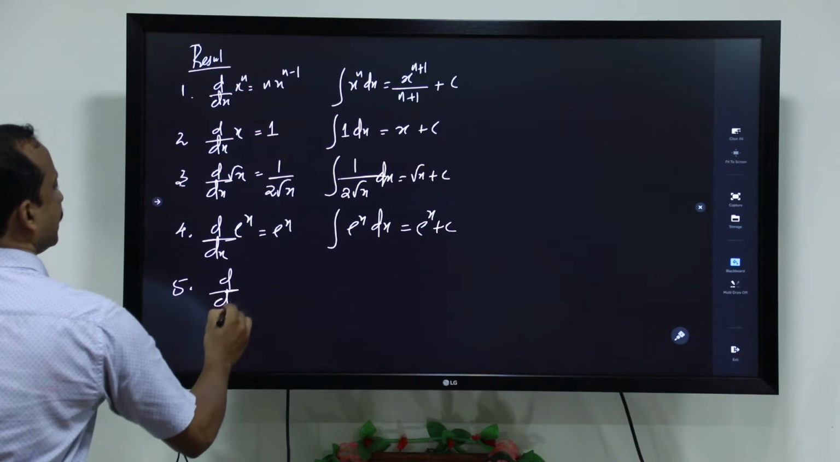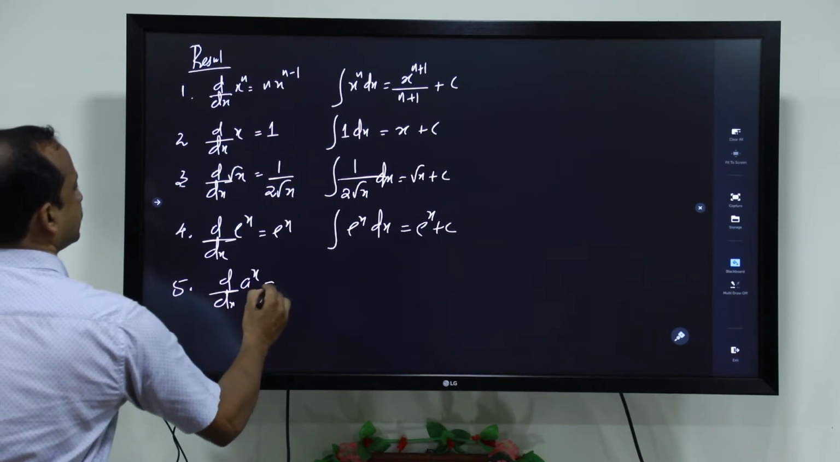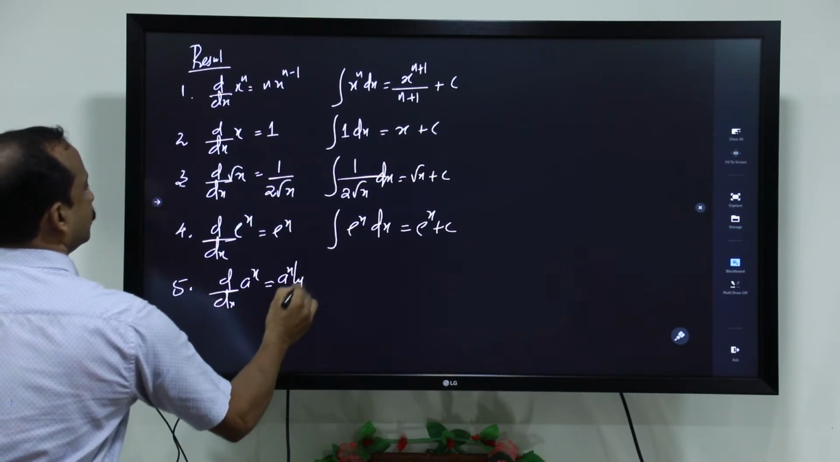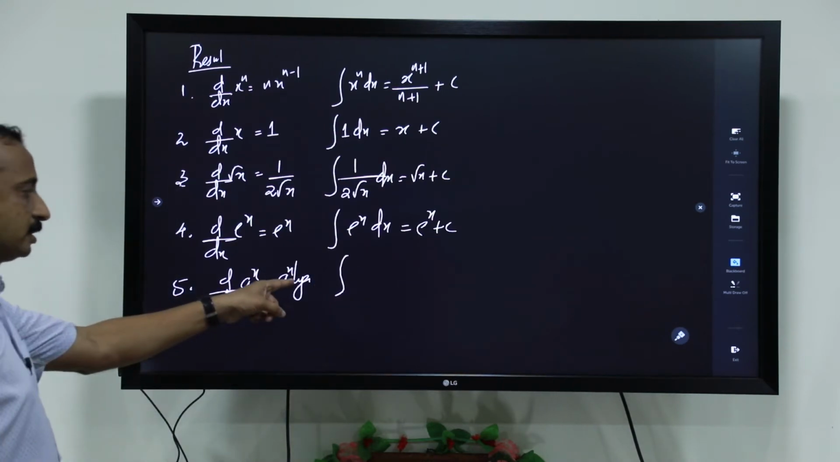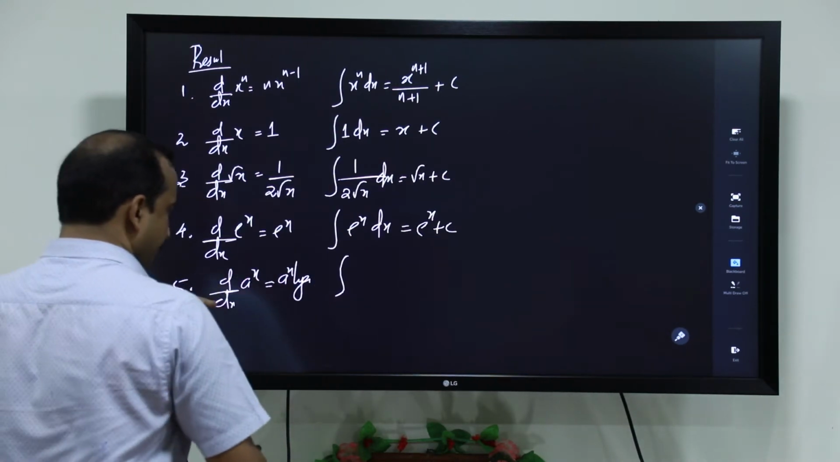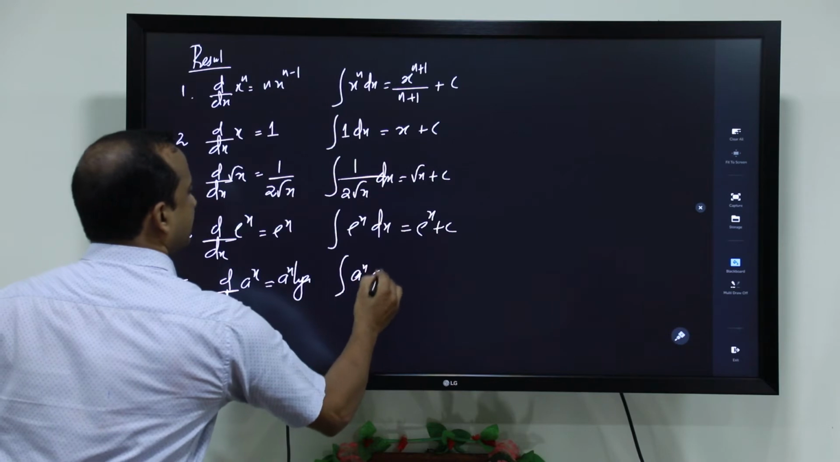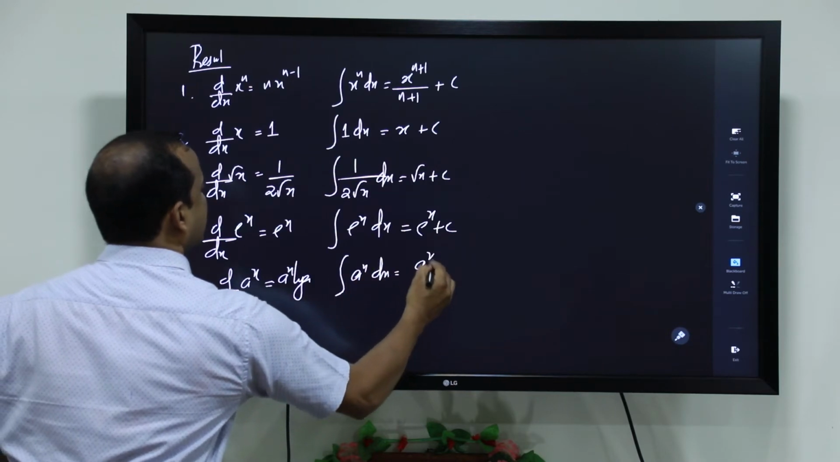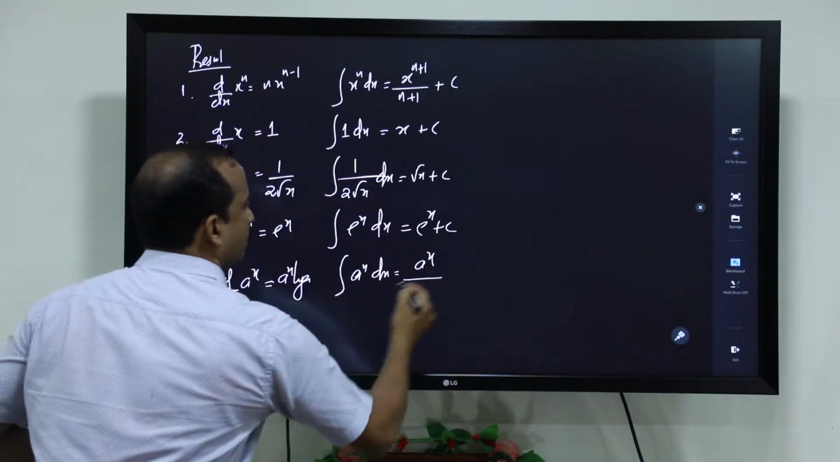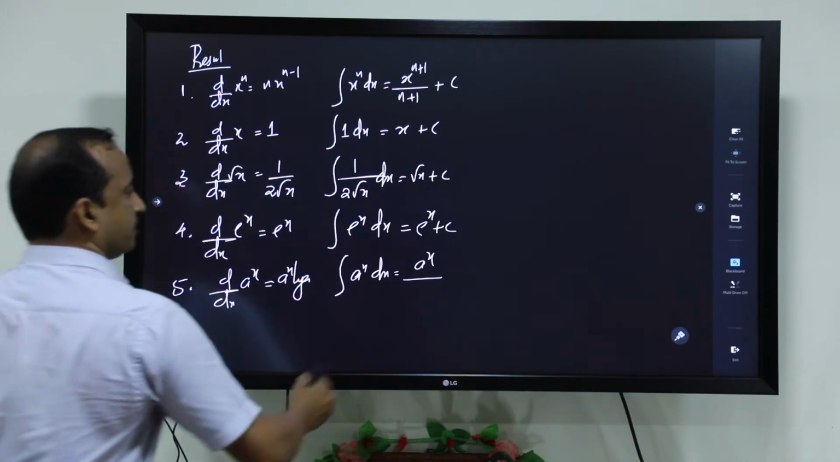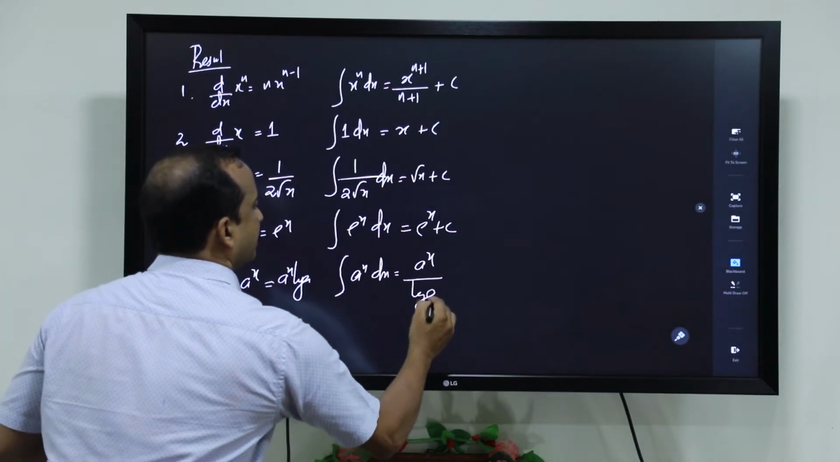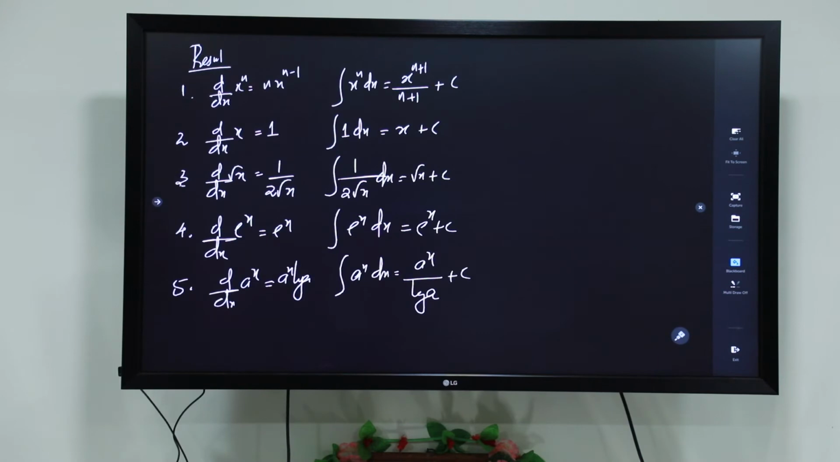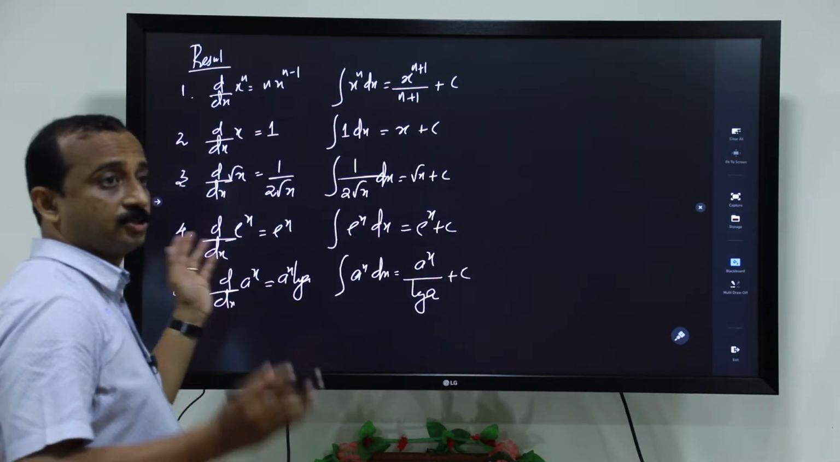d by dx of a raised to x, answer is a raised to x into log a. Here log a is a constant, so cross multiplying to the denominator, the integral of a raised to x into dx is a raised to x divided by log a plus c. Integral of a raised to x, answer is a raised to x by log a plus c. Derivative time we get a raised to x into log a.